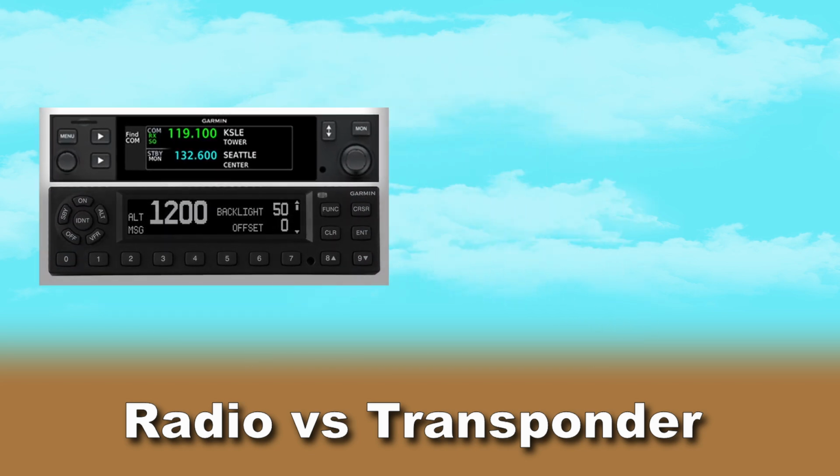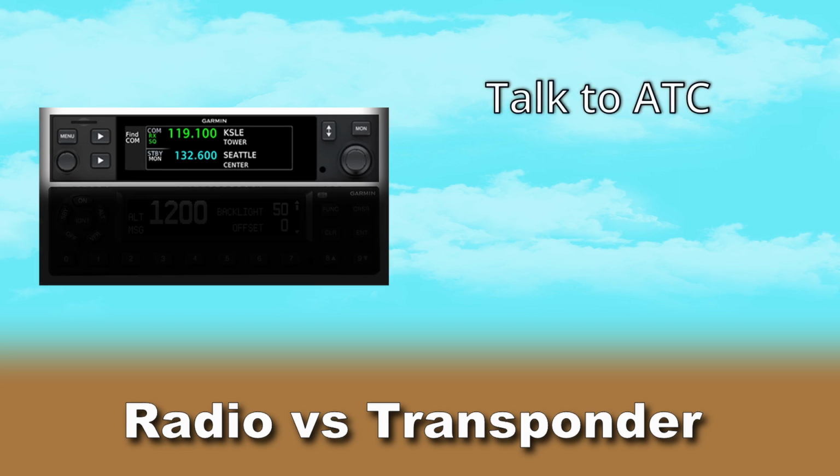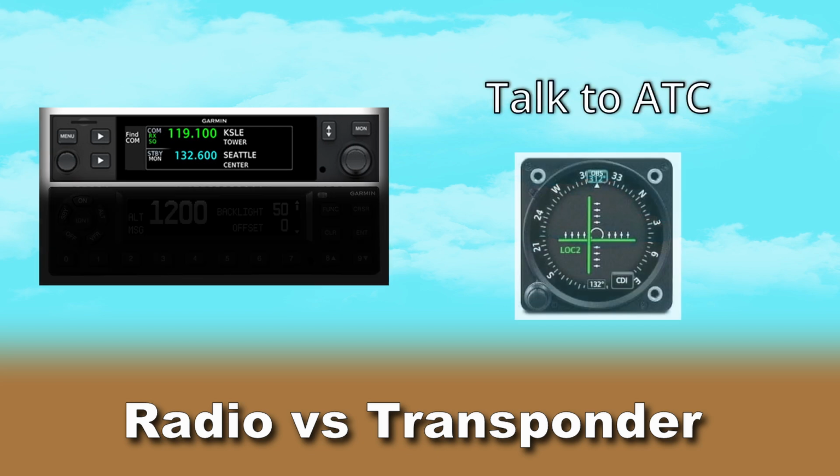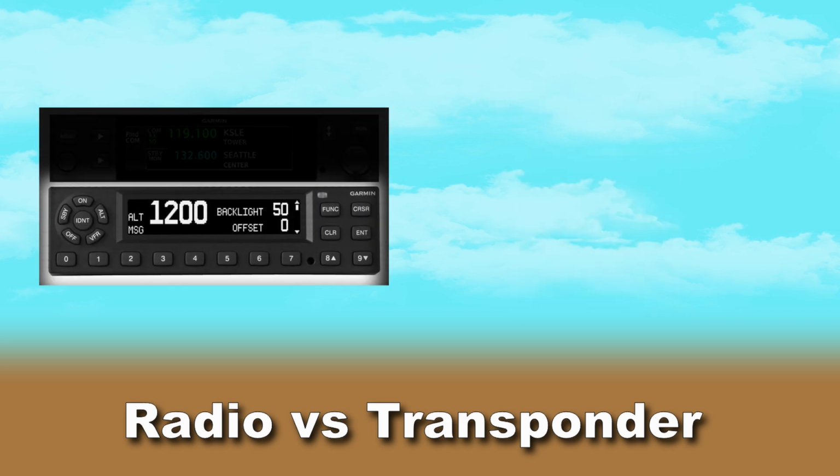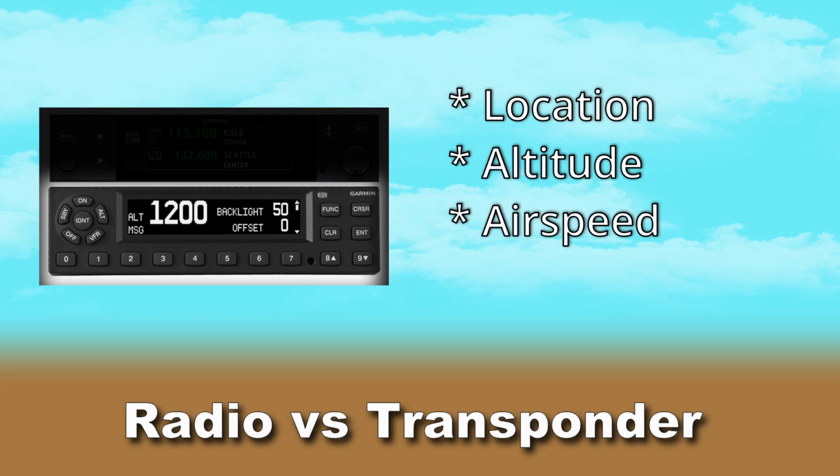The radio is what allows you to talk to ATC and other aircraft in your area. Radios can also be used for navigation, but that's a more advanced topic for another time. And the transponder is a piece of equipment that will broadcast specific information to ATC and potentially other aircraft if they have the equipment to receive that information. Things like your location, your altitude, your airspeed, and a 4-digit code you can manually change, also known as squawk code.